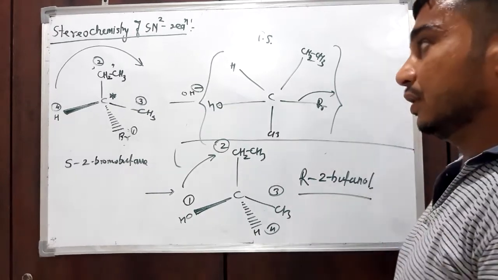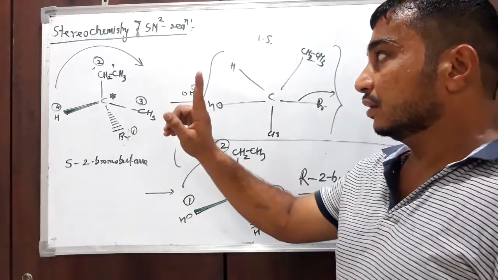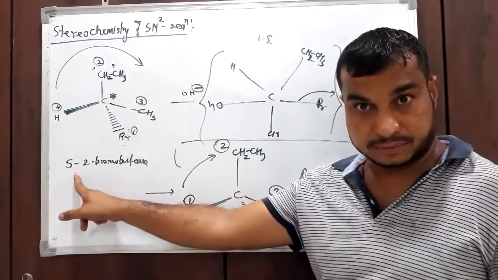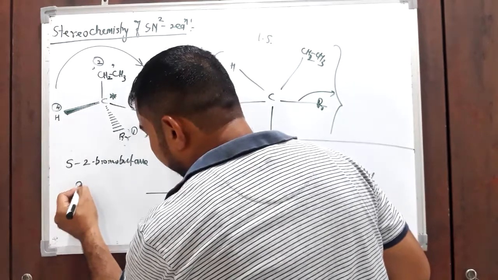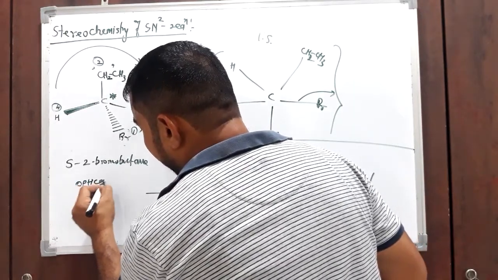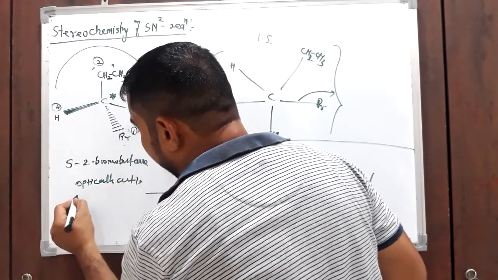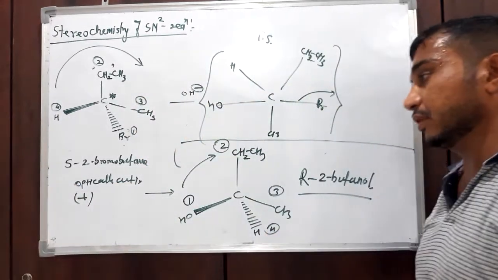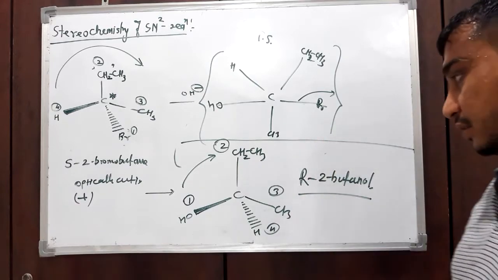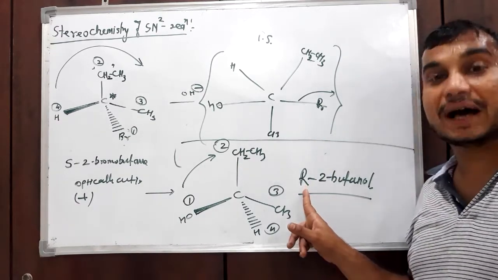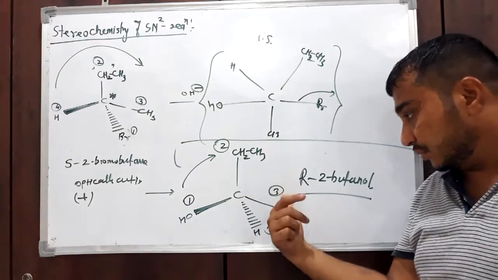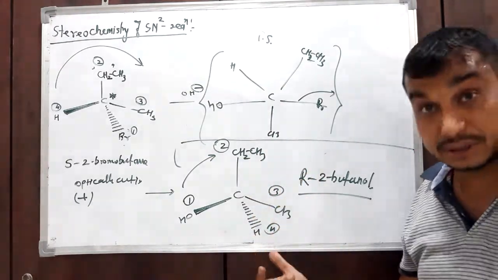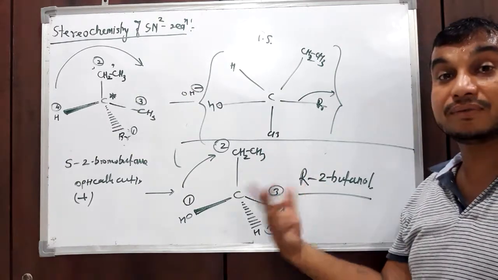See, in the reactant, the configuration was S, and suppose it is optically active in the plus form, plus means dextrorotatory. In the product, the configuration is R. Reactant is S, product is R, meaning inversion. There is inversion of configuration, that is called inversion of configuration.